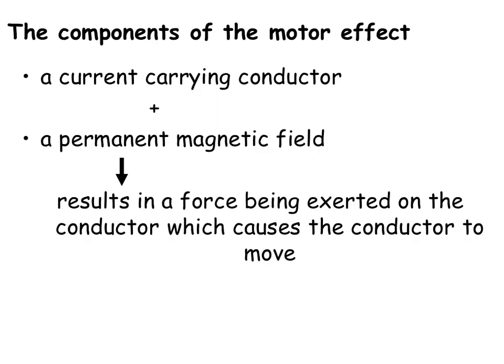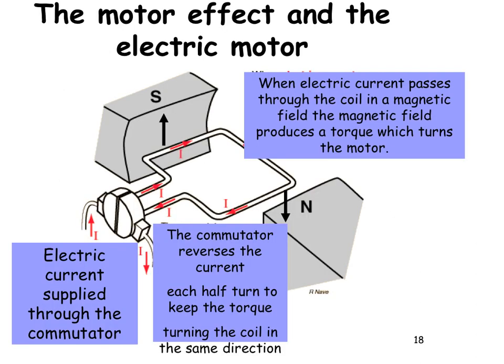This isn't very useful unless we can harness it into some sort of a device. So a current carrying conductor, a permanent magnetic field, I land up with a force, and that is going to move stuff. And we use this in something called the electric motor. And what we do then is we put a coil into the permanent magnetic field, and the electric current passes through the coil.